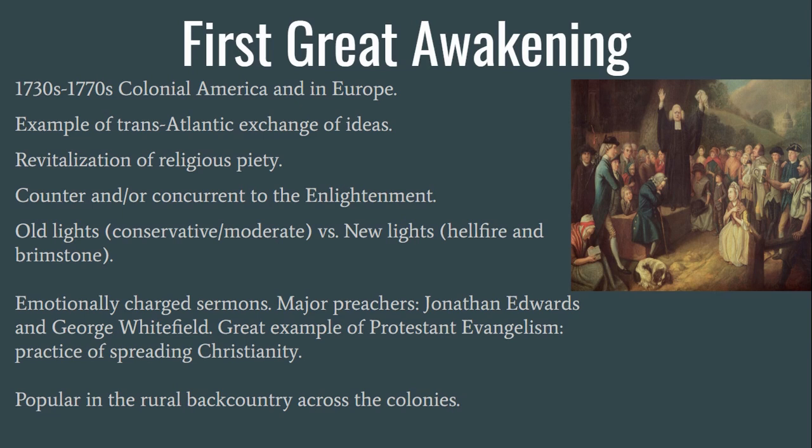Two of the major New Light preachers you will see on the AP test are Jonathan Edwards and George Whitefield, both of whom spoke of terrifying images of the corruption of human nature and terrors awaiting unbelievers and sinners who did not repent. Also, the First Great Awakening is an excellent example of Protestant evangelism, or the practice of spreading Christianity. In Period 1, we talked a lot about the Roman Catholic Church and its major goals of spreading Christianity. For Protestants, the First Great Awakening is an example for them. And finally, the First Great Awakening and the traveling New Light preachers were particularly popular in the rural backcountry across colonial America.